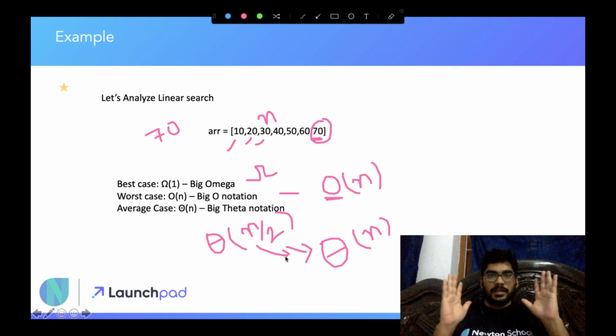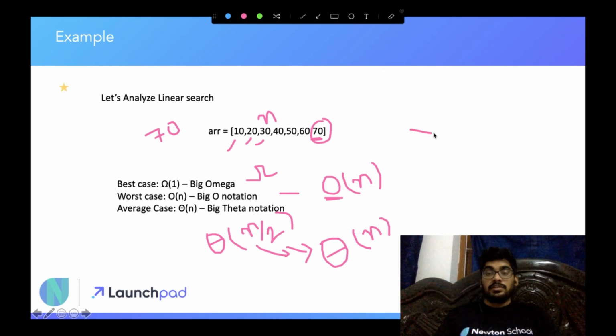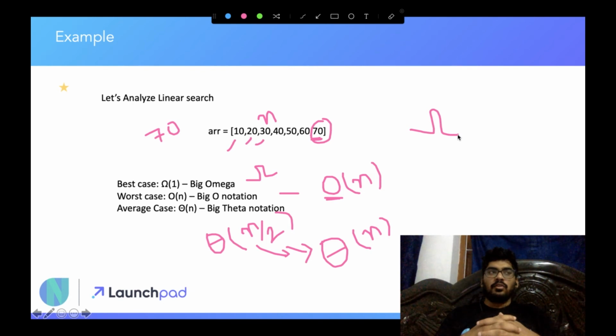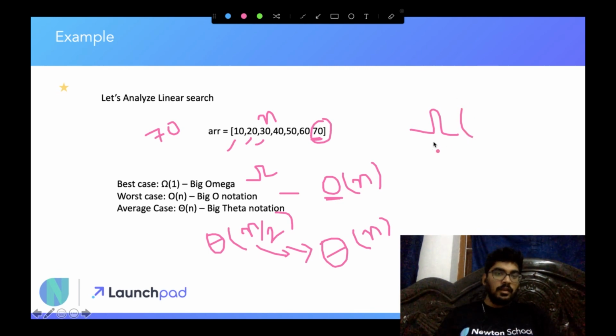Whenever you have to find the best case, which we rarely find, we generally don't look over the best case. We mostly look over the worst case. But anyway, if we have to find over the best case, we'll use the symbol omega and see what is the best way to solve this problem. How many steps do you need to find it? We just need one step.